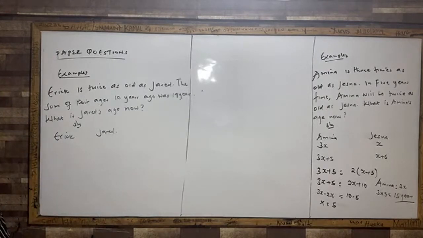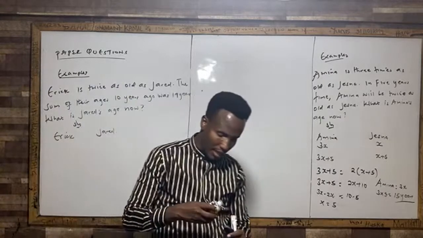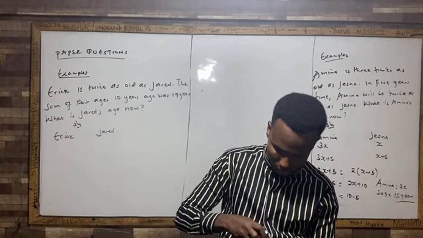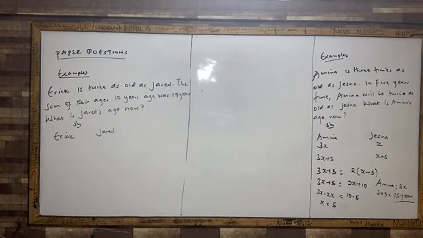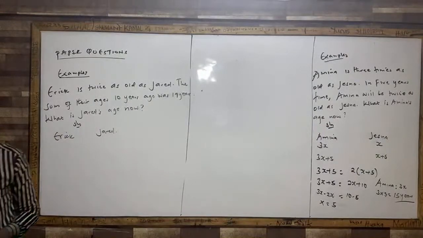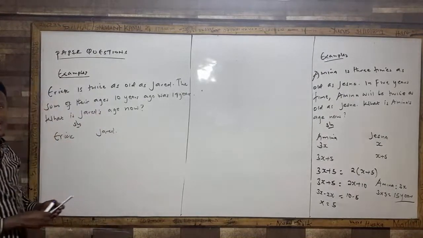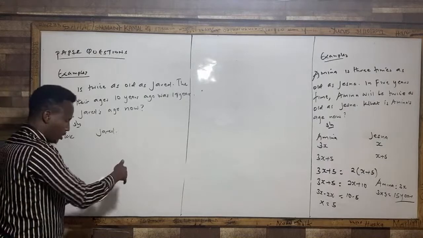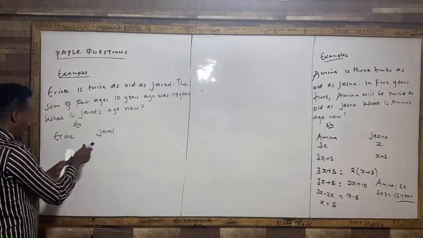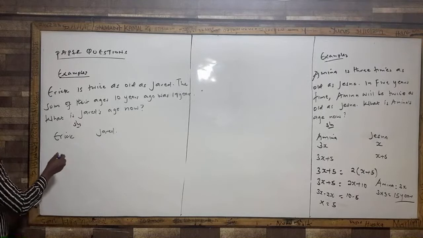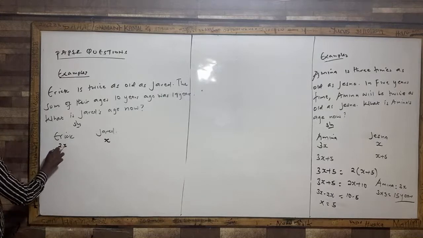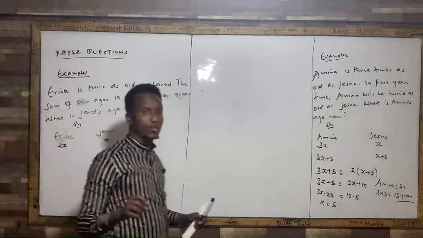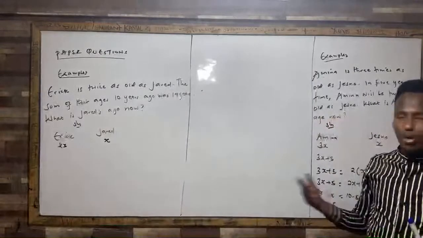Let me add ink here. Okay. Let's go, guys. Look at this question. Eric is twice as old as Jared. So this is what you're going to do for information, and this is how you're going to tackle. These are two characters. So Eric is twice as old as Jared. Let Jared be x. So Eric is what? 2x. Twice, 2 times the age of Jared.